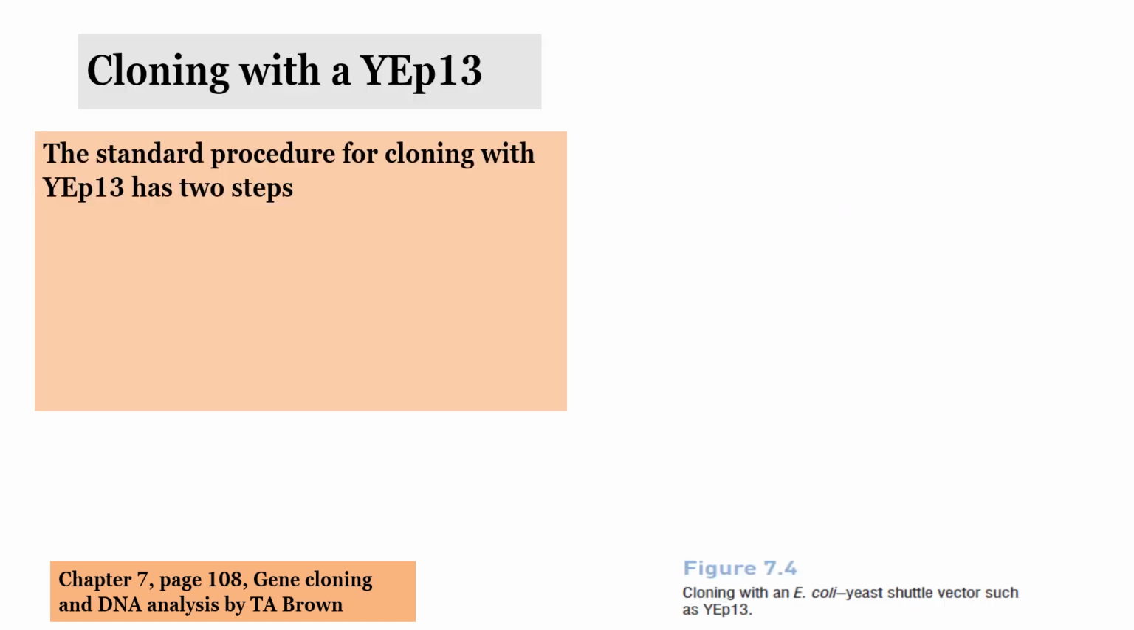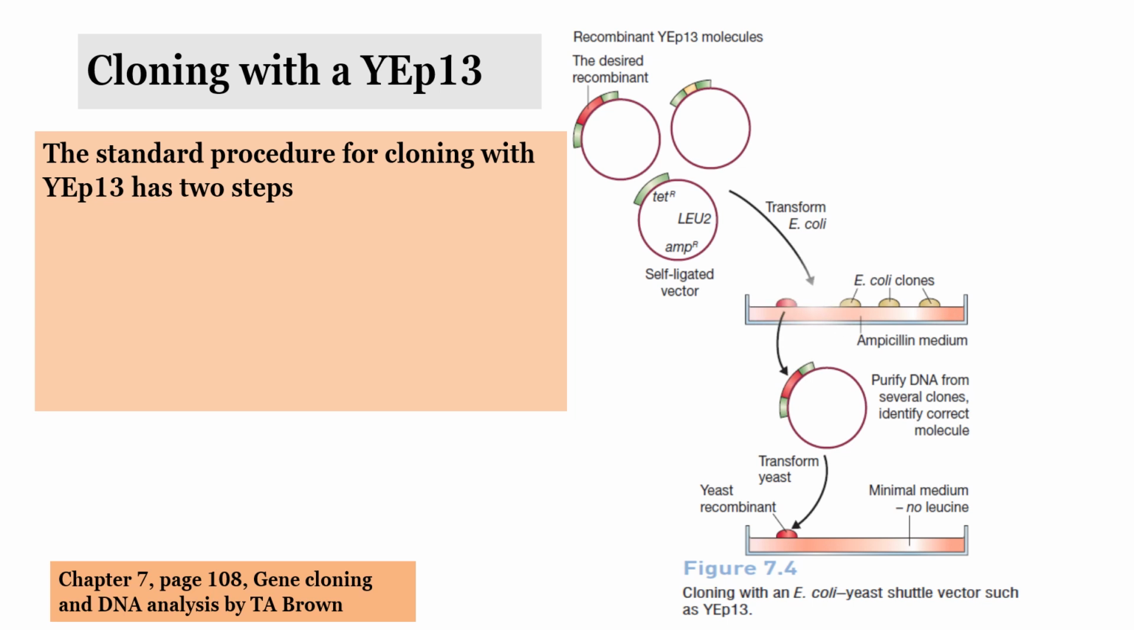Let's study the cloning experiment with the YEp13 vector. The standard cloning procedure with the YEp13 vector involves two steps. First, there is a primary screening and selection in an E. coli host, and then there is sub-cloning in a yeast host. Let's study it step by step.